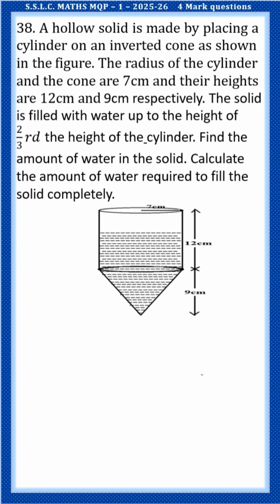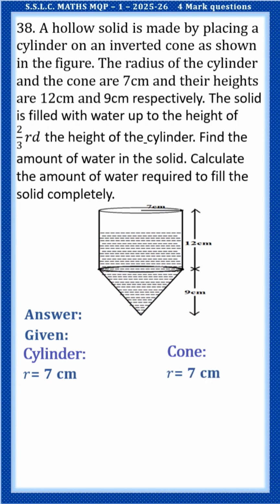This question is taken from the chapter Surface Areas and Volumes of Solids. Here what has been given? Two structures are there. One is a cylinder, another one is a cone. For the cylinder, the radius is 7 cm, and the radius is 7 cm for the cone also. Height of the cylinder is 12 cm. Radius of the cone is 7 cm. Height of the cone is 9 cm.